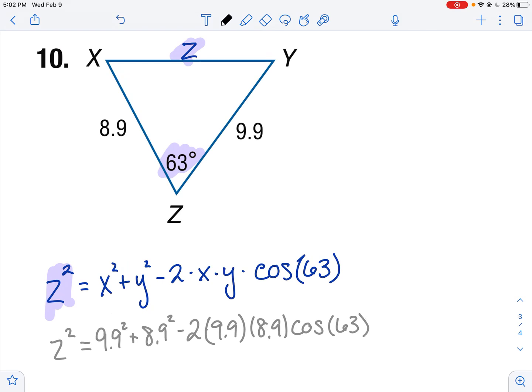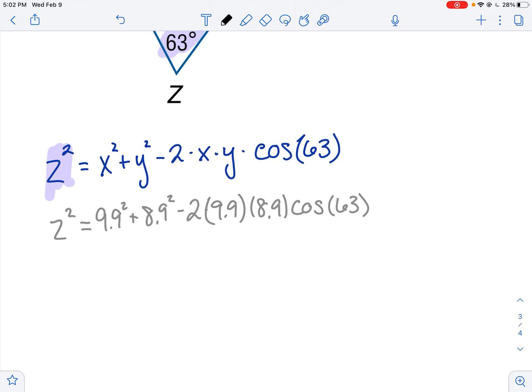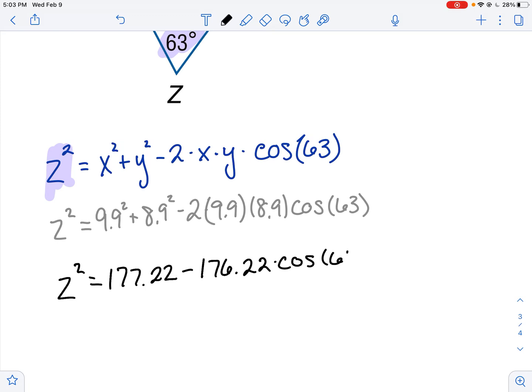And you could do all of this in a calculator. What I might do first is simplify the 9.9 squared plus 8.9 squared. So z squared would equal 177.22 minus 2 times 9.9 times 8.9, 176.22, times the cosine of 63. And then I could take that 176 and multiply it by the cosine of 63. So it would be 177.22 minus 80.00, and that would be z squared.